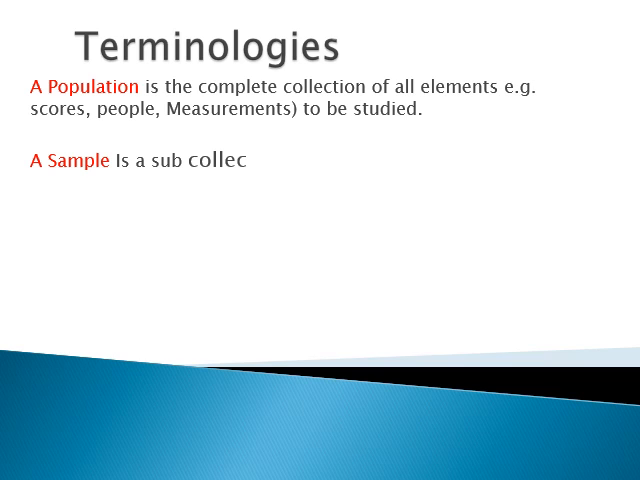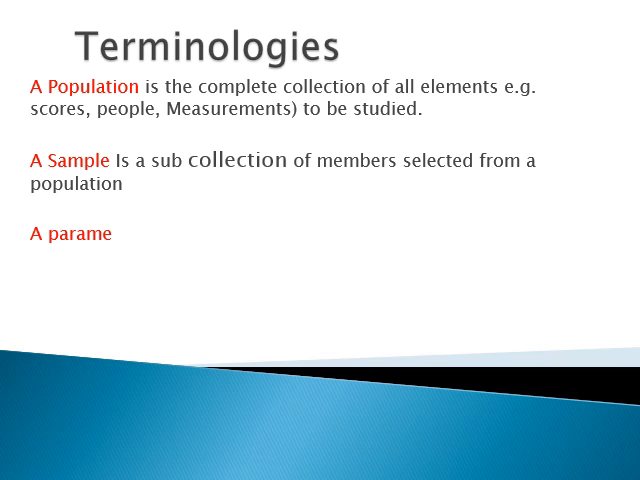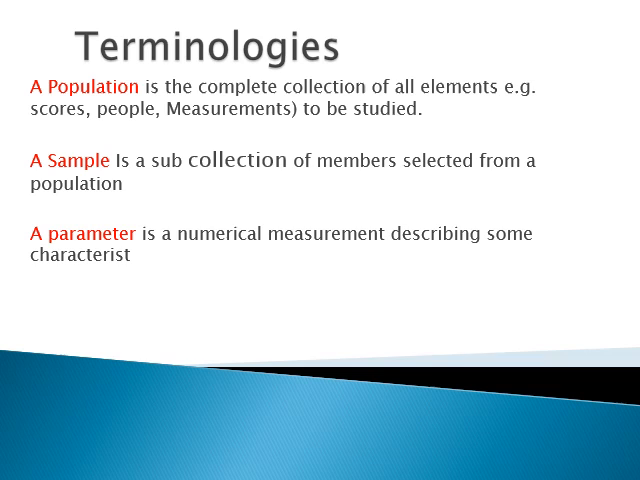Another terminology is a sample. A sample is a sub-collection of members selected from a population. So for example, if we cannot study the whole population, we do a selection. This selection, the collection of all this selection, is called a sample. So we study them and we use them to represent the whole population.